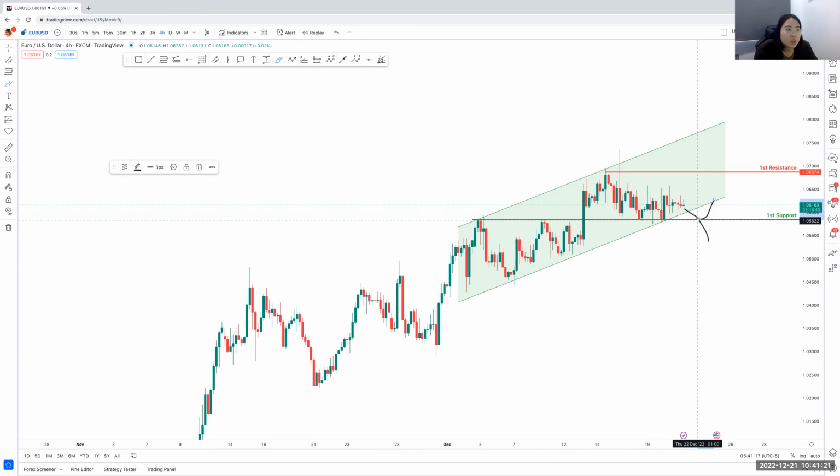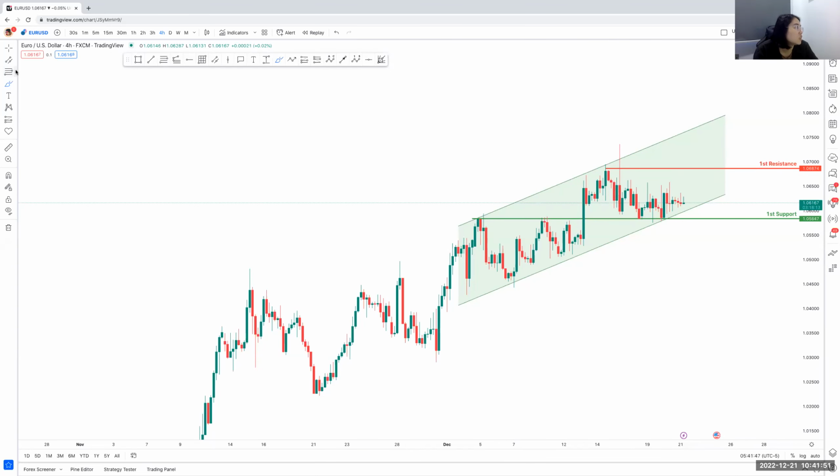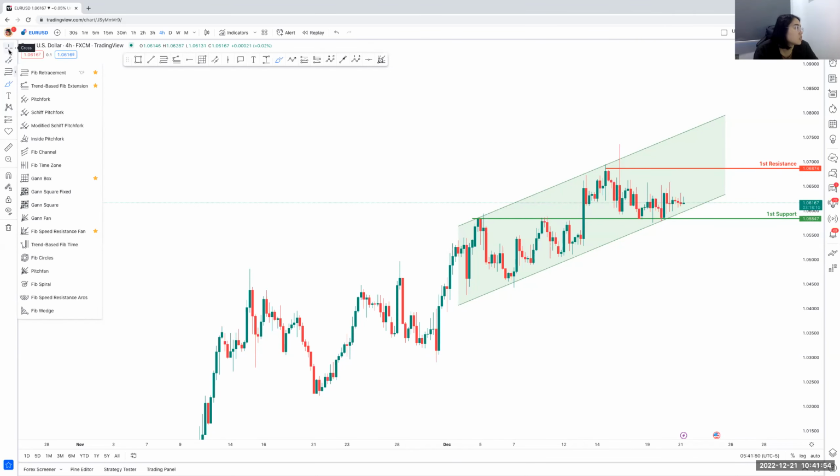Because if it's going to break, I will enter for a sell. If it's going to bounce, I will enter for a buy. That's why I say your support and resistance will always act as your entry and your take profit. It will either be your entry or your take profit. But you need to first identify the support and resistance. So how do I measure the strength of the first support? I use Fibonacci. Go to this one, the third one, 2 under the cross, Fibonacci retracement.